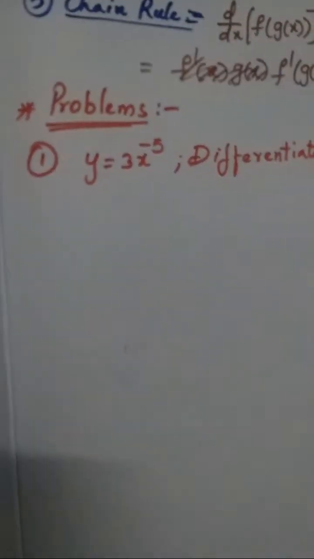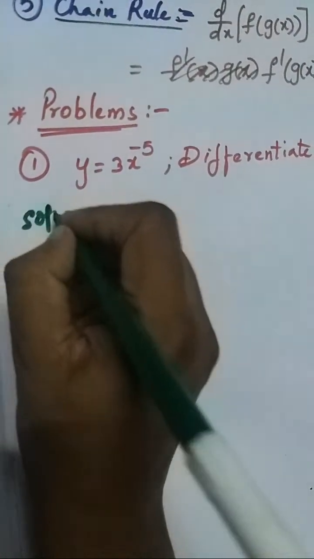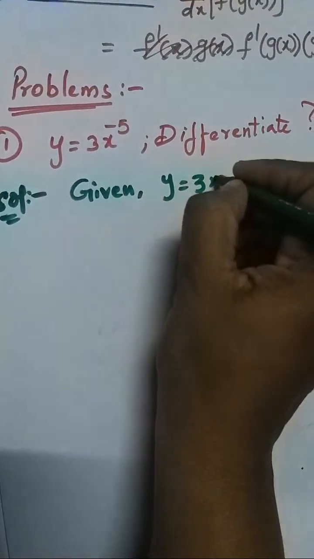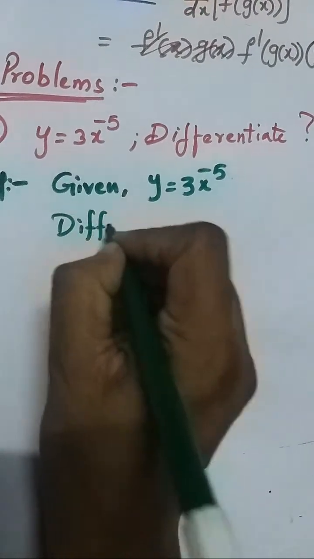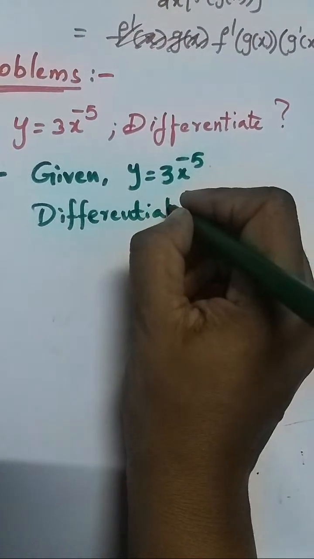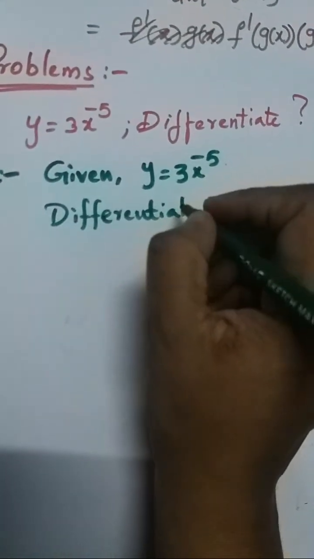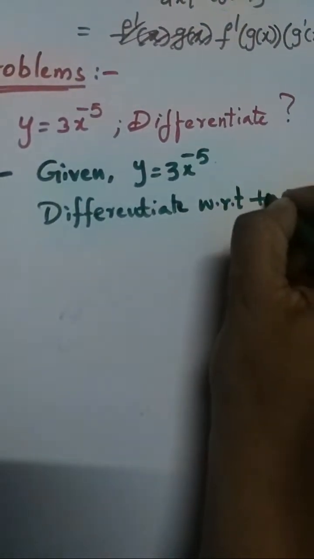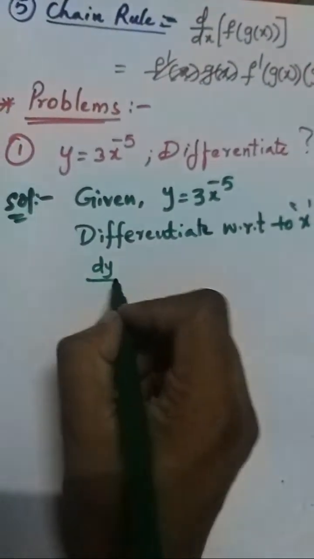Okay. So what we have to do now? We are going to simply write the problem: given y equal to 3x power minus 5. Now we have to differentiate both sides with respect to x. Okay, now write down y becomes dy by dx.